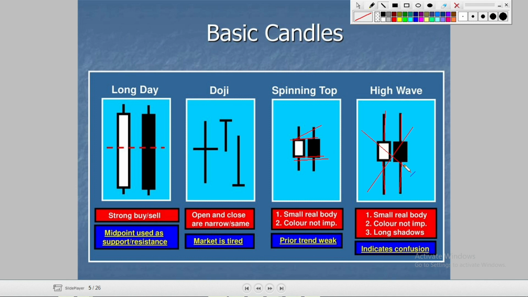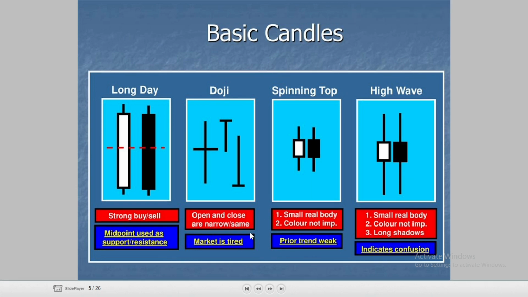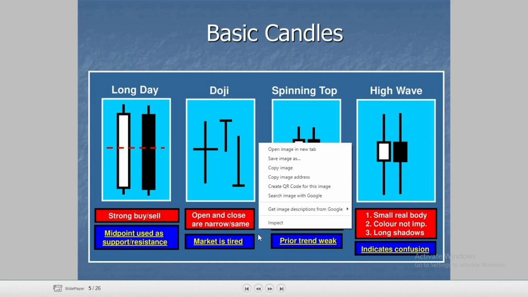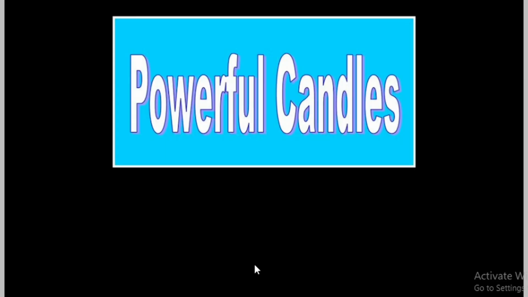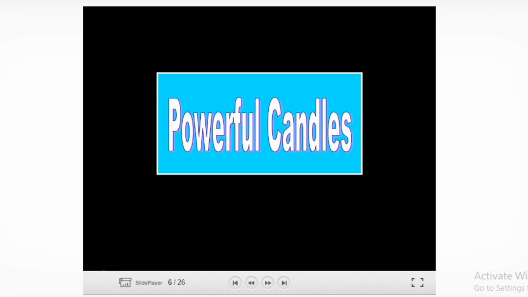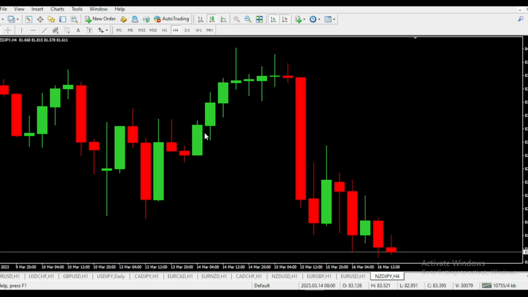Now I want to check the long day, Doji, and spinning high wave on a real chart. Then we can move to another thing. Okay, powerful candlesticks, we are going. So I want to check those candles. You can see the Doji.